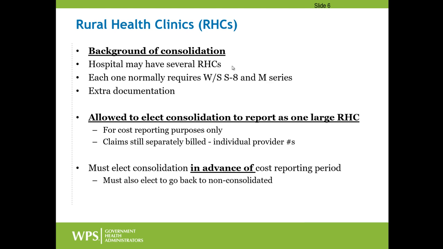For administrative simplicity, CMS has allowed the ability to elect consolidation to report all those RHCs as one large RHC on the cost report. Now that is the key thing. This is just for cost reporting purposes only. All those RHCs individually still have to bill under their own individual provider numbers. There will still be a PSNR for all those individual provider numbers. Everything will be lumped together when the report is consolidated.